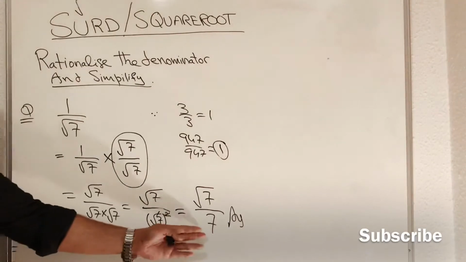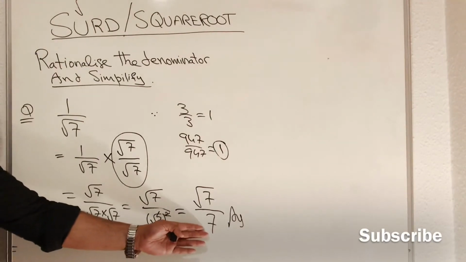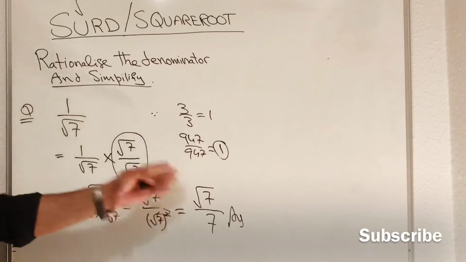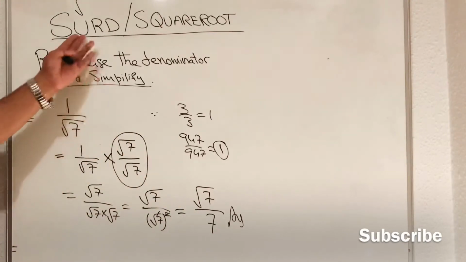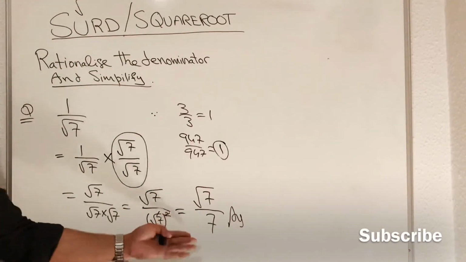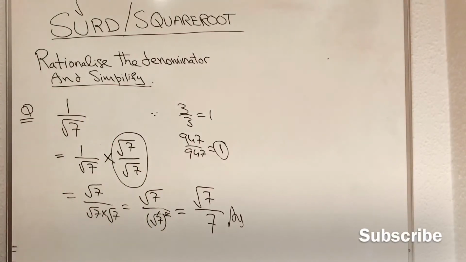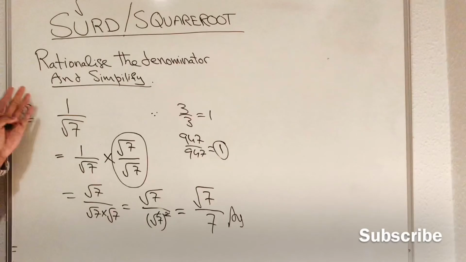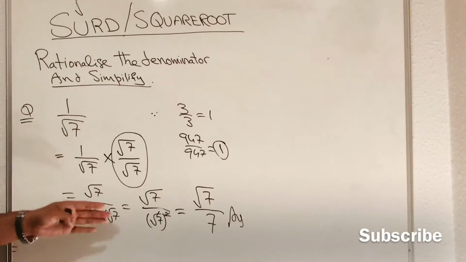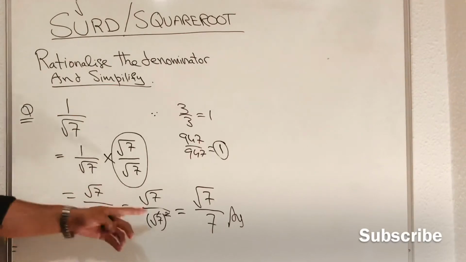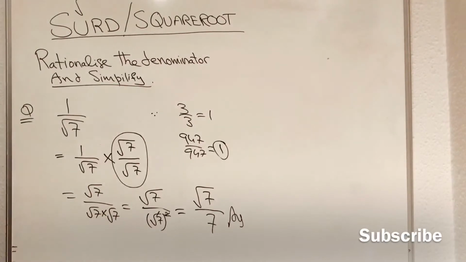So we are not having any surds or square root in the denominator, so we rationalize that value. So that's how we are rationalizing the denominator and simplifying. We rationalize and then simplify that one. We go to another question. So let's see.